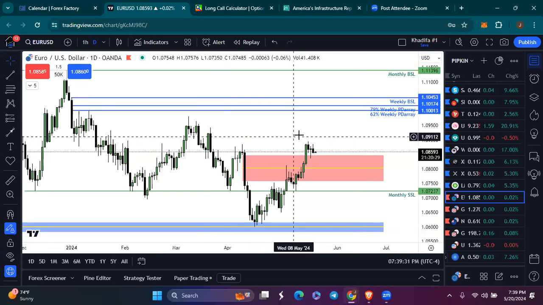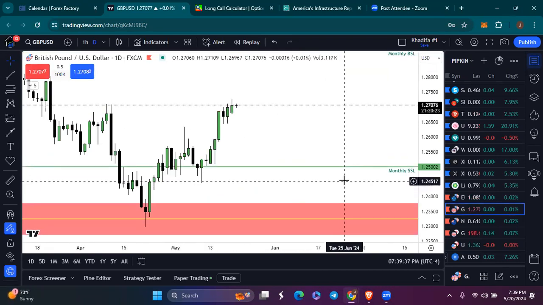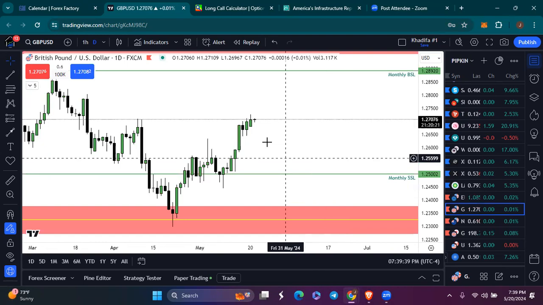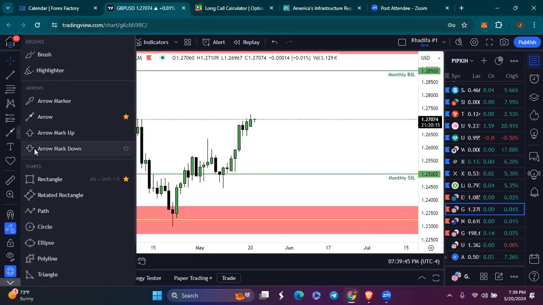Cool beans? Cool beans. So it's going to be looking pretty much the same across the board for the pound and the New Zealand dollar. I want to see us respect this inverted fair value gap. I don't have it drawn out. I can for you right quick.